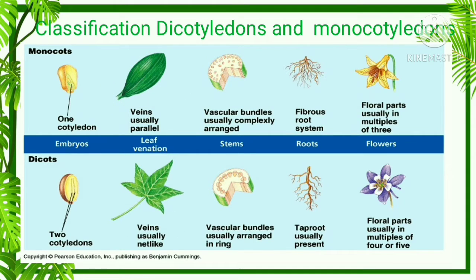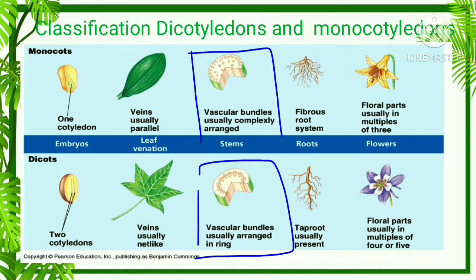Coming to the stem, the vascular bundle is having a ring-like arrangement in the case of dicotyledons, whereas it is scattered in the case of monocotyledons.